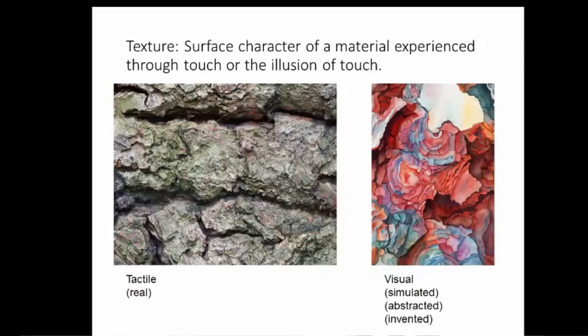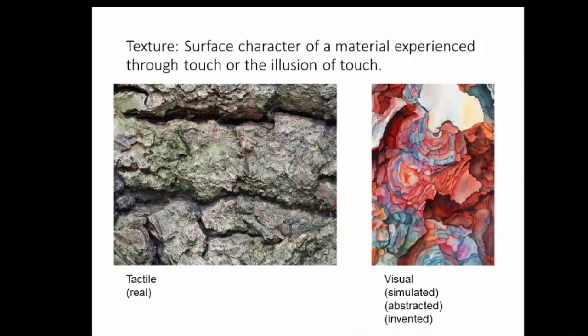Okay, our next element is texture. Texture is the surface character of a material experienced through touch or the illusion of touch. And so on the left, with this photograph, you see a representation of actual tree bark, which would be called tactile or real texture. Whereas on the right, we have the image of bark again, but it's a painting, and so the texture that's created is visual. If you were to actually touch the painting, it would be flat.